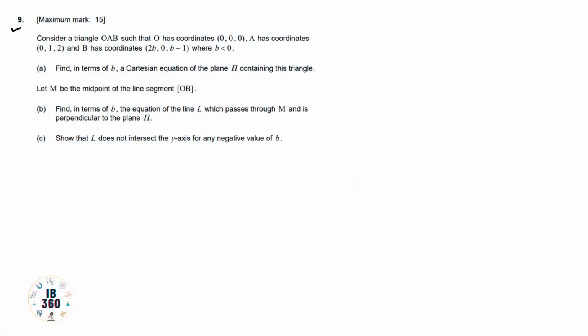So the problem is: consider a triangle OAB such that O has coordinates (0, 0, 0), A has coordinates (0, 1, 2), and B has coordinates (2b, 0, b minus 1), where b is less than 0. Now find, in terms of b, a Cartesian equation of the plane containing this triangle. So first of all, this must be the normal equation.